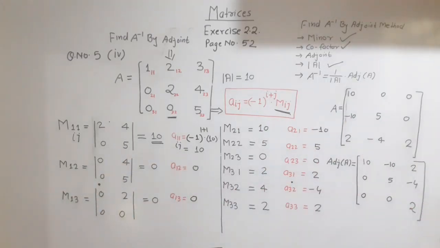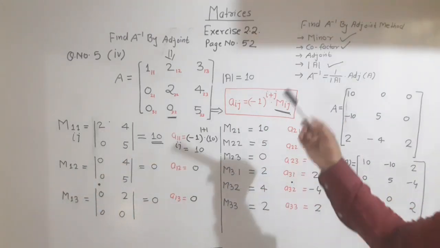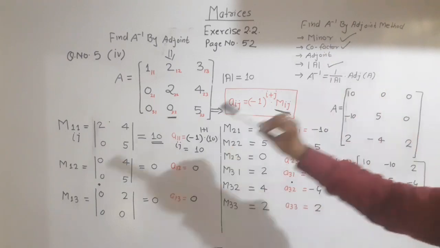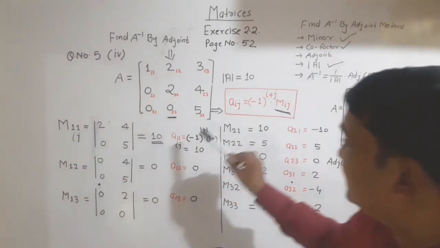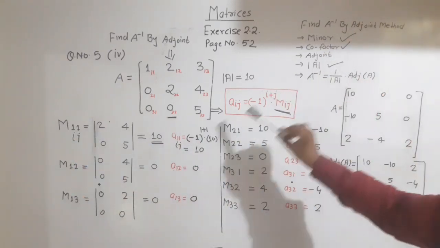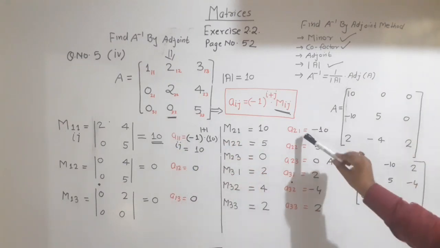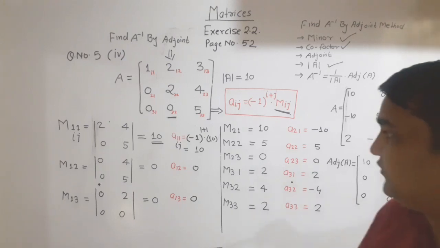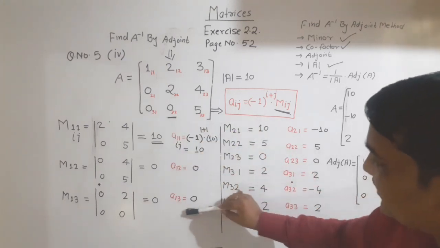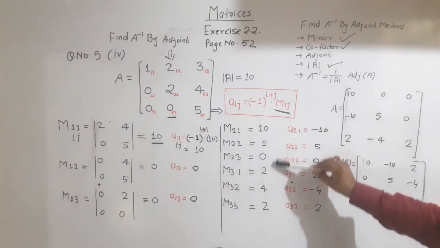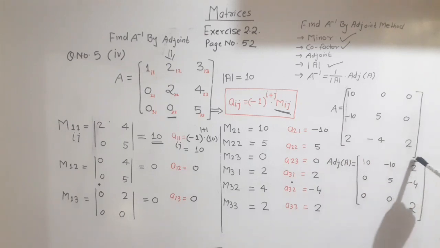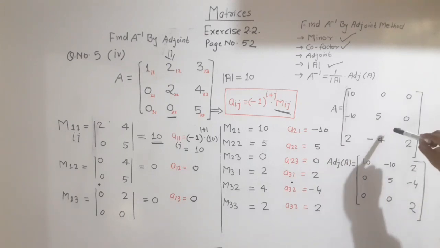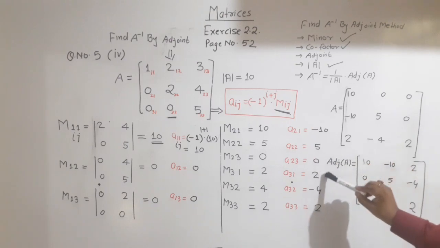I'm repeating once again. You have to find out the minors M11, M12, M13 and so on and so forth. Cofactors A11, A12, A13, A21, A22. Then the adjoint of A. To find out the adjoint of A, first and foremost you have to frame the matrix by using these cofactors. Then find out the transpose of this matrix. That gives you the adjoint of A.